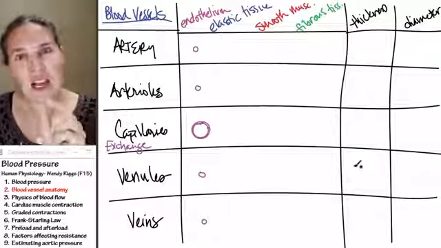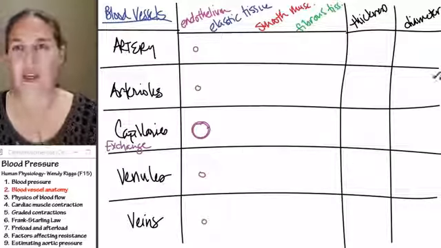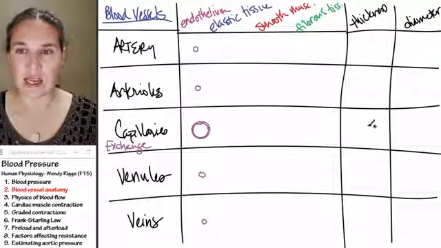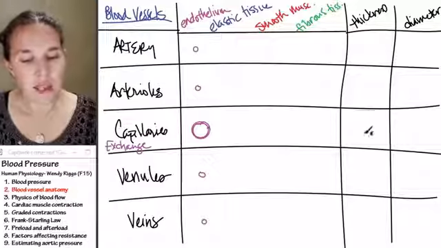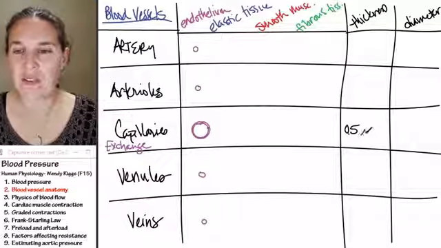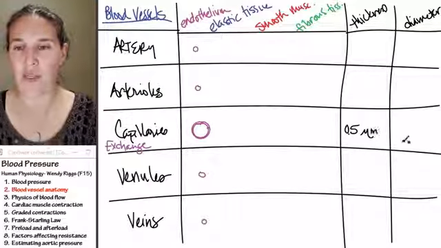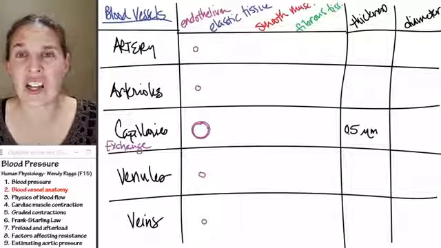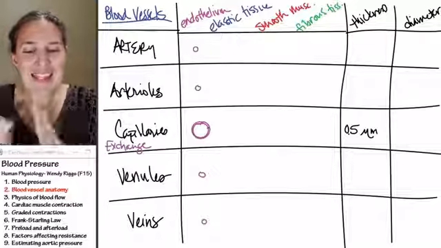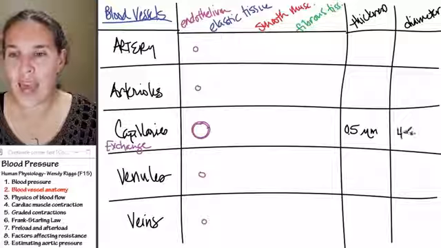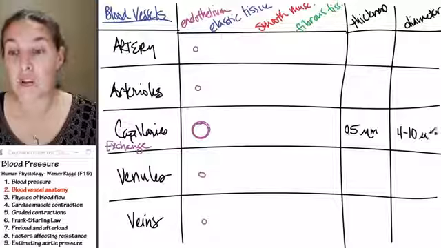The thickness of the wall of the vessel itself is the thing I'm going to make note of in this column. The thickness of a capillary is 1/2 of a micrometer, 0.5 of a micrometer. Let's make sure that's super clear. That's really tiny. And the diameter of a capillary is somewhere between 4 and 10 micrometers.